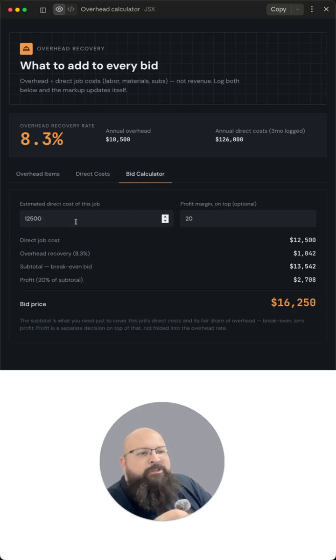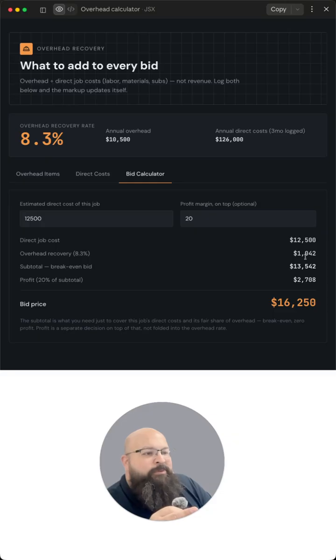So let's say you get to a bid and you're thinking it's going to cost $12,500 and you want to make roughly 20% on this job. So what it's telling us is, okay, we have the bid amount here. This number up here, this 8.3%, is basically saying if I divide all my overhead by all my annual direct costs, I come up with 8.3%.